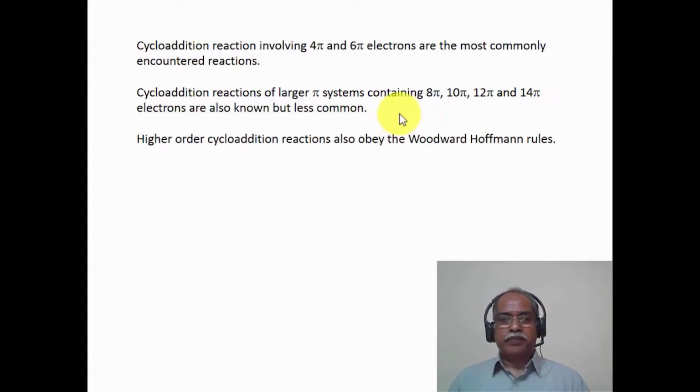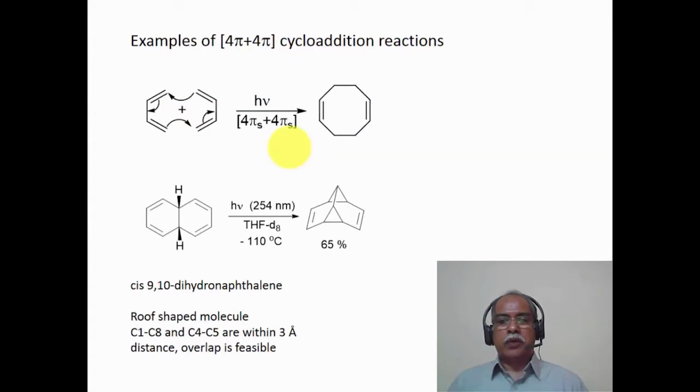in nature. The higher order cycloaddition reactions also obey the Woodward-Hoffmann rule, but there are certain differences that one can observe in the higher order cycloaddition reactions, which we will consider in this particular module. Here is an example of a 4pi cycloaddition reaction involving two molecules of butadiene in a phase-to-phase manner, resulting in a suprafacial cycloaddition reaction to give cycloocta-1,5-diene as the product.